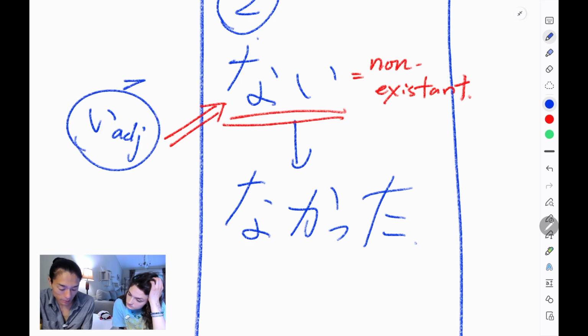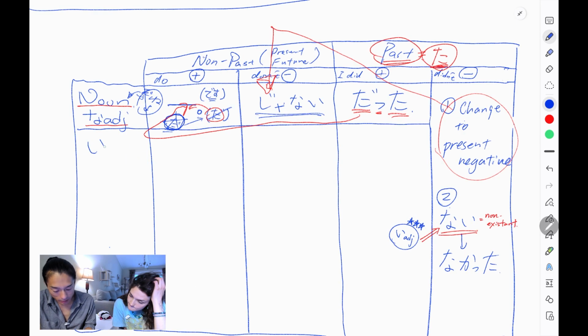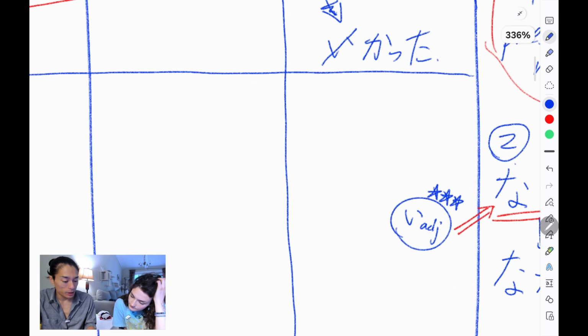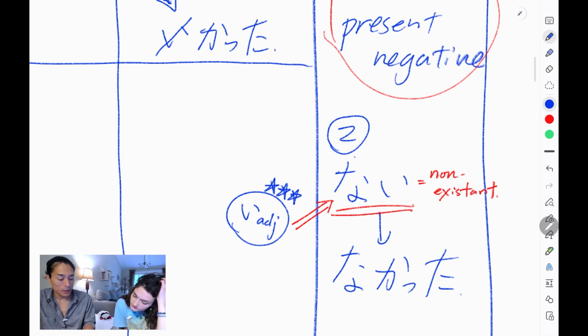This is important to know. I adjective conjugation. The rule to make it past positive for an I adjective is: take off the i and change it to katta. This one is the past version. As long as you know that by making nai past tense, you change it to past negative.